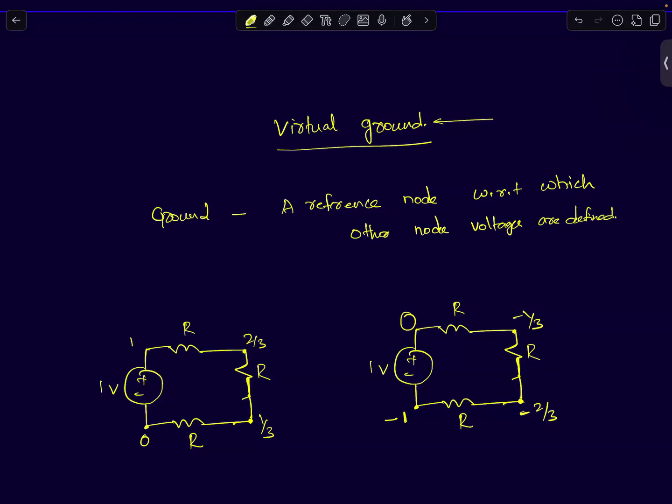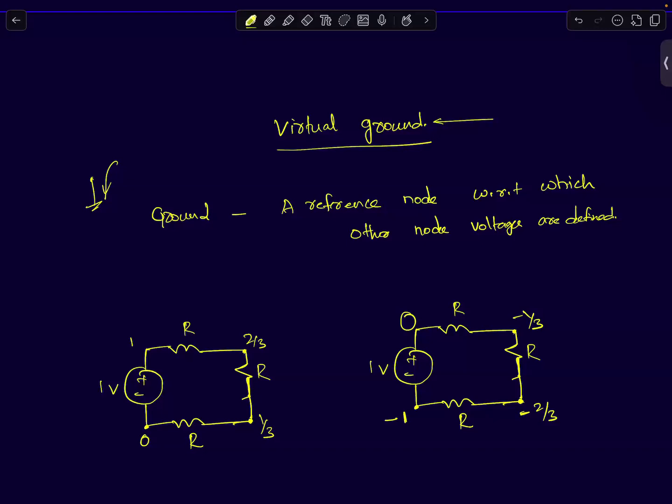Our logic would always be that it's a point which can take away all the electrons. It can quickly take away all the electrons, drain all the electrons. So my first thought when I heard about ground as a teenager was that it's a point which can sink infinite current, and it will always maintain the same voltage, the same potential.